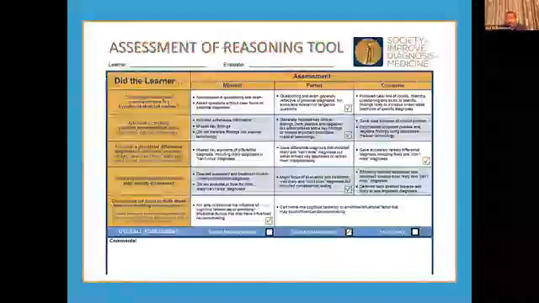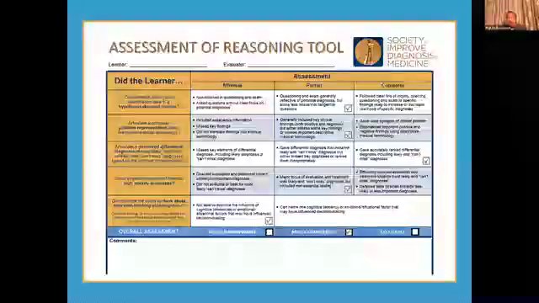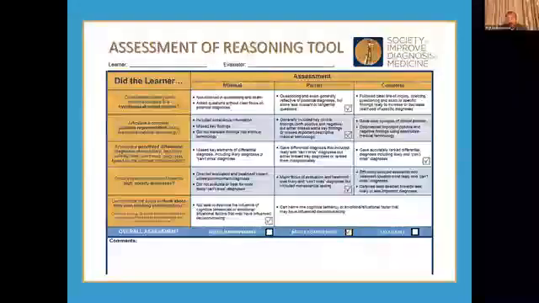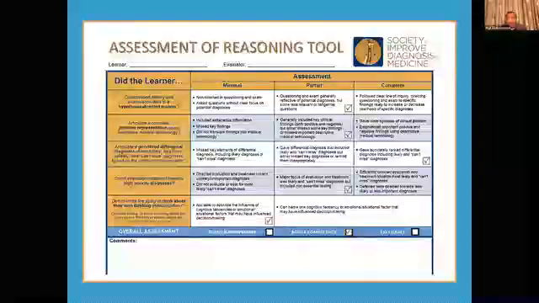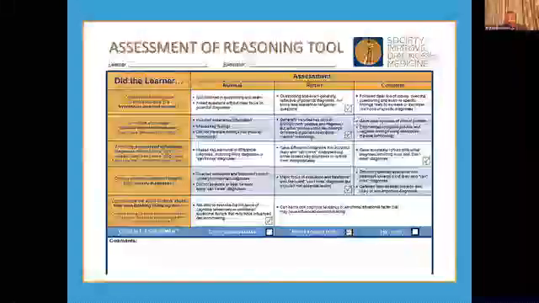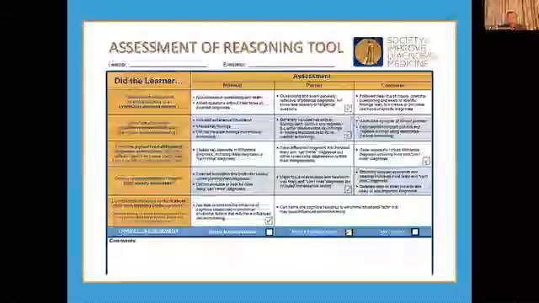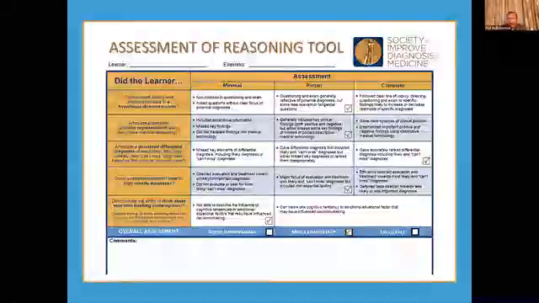Assessment of the reasoning ability of the student and the doctor can be done by some tools. This is an assessment of reasoning tool. It is produced by the Society to Improve Diagnosis in Medicine. After completing this form, we can get an approximate assessment of the reasoning ability of the candidate.